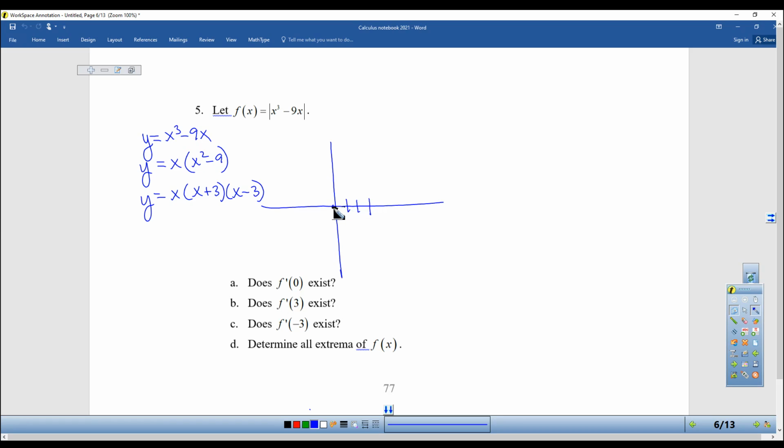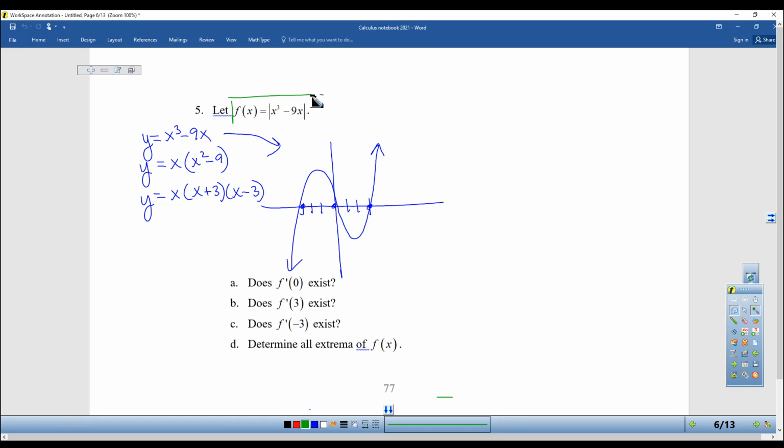And there's a 0 at x = 0. If x is -3, there's a 0. And if x is +3, there's a 0. And this is an upward cubic function. So it looks like that. That is this graph.